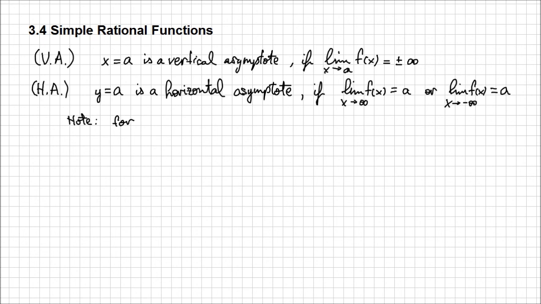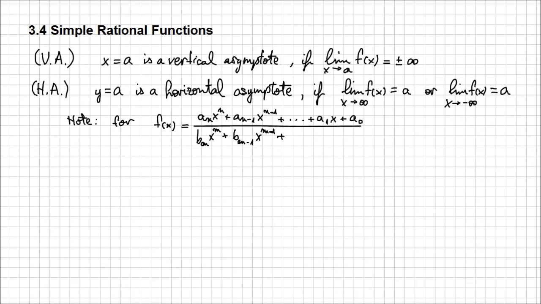So consider a function f of x described by this fraction. You're going to have a_n x to the power n plus a_(n-1) x to the power n minus 1 and so forth all the way to a_1 x plus a_0, everything over b_m x to the power m plus b_(m-1) x to the power m minus 1 and so forth b_1 x plus b_0, where a_n and b_m are different than 0. So basically you have two polynomial expressions in the numerator and the denominator.